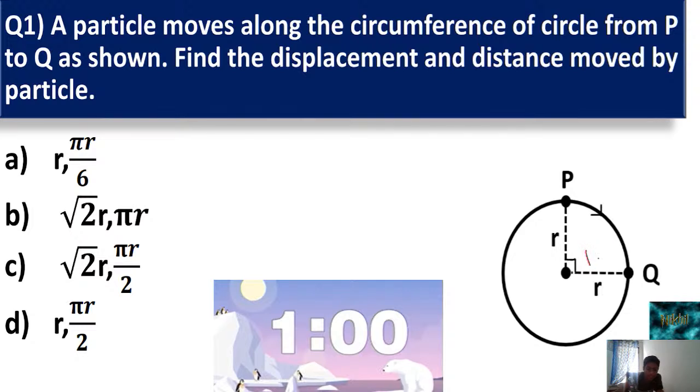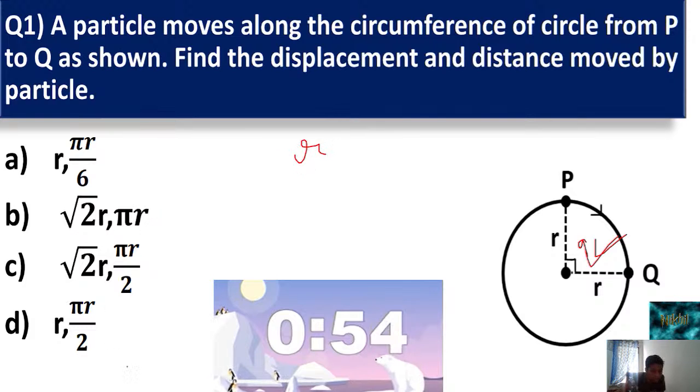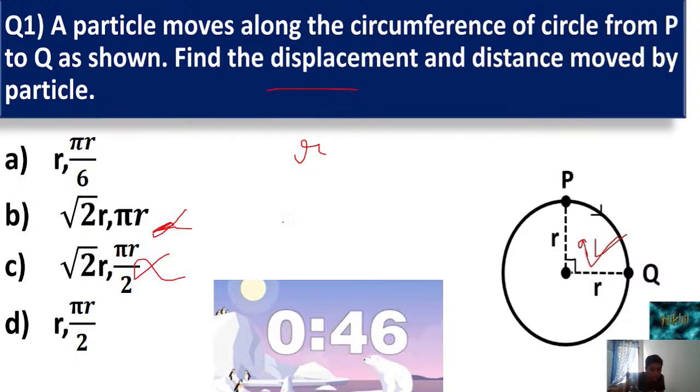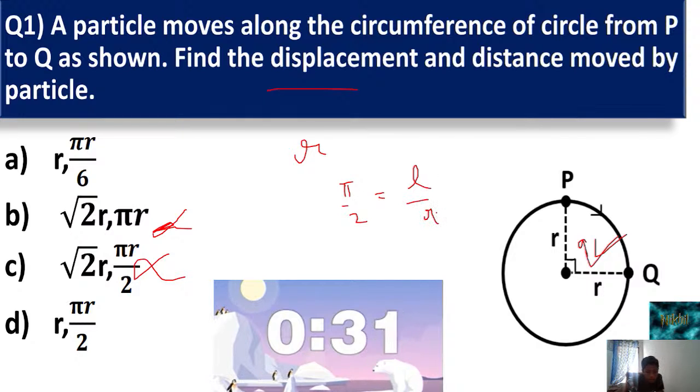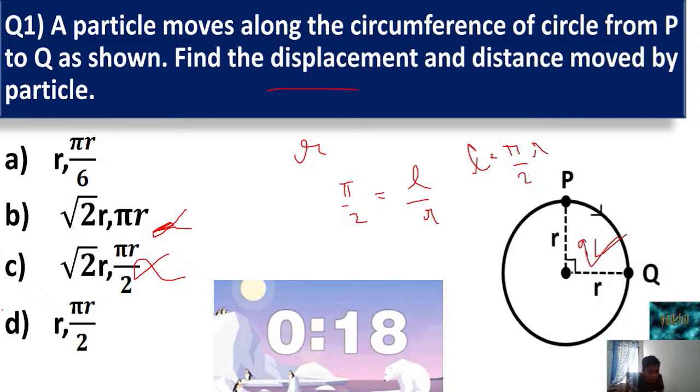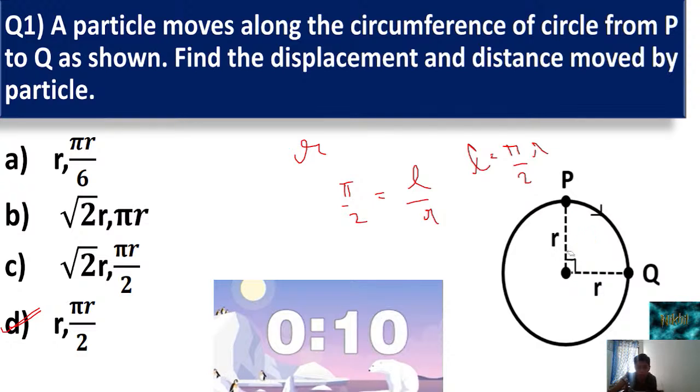We have recently discussed this. It will be sine 90, so the displacement will be R. First is displacement, so our displacement will be R. Now for distance, it is L by R. So pi by 2 is equal to L by R, meaning L will be pi by 2 R. So this is our answer, option D. And we have done this earlier also. Hope you have all solved it.